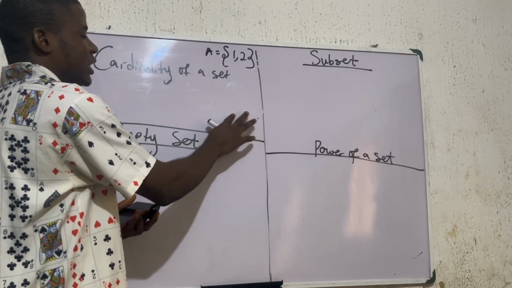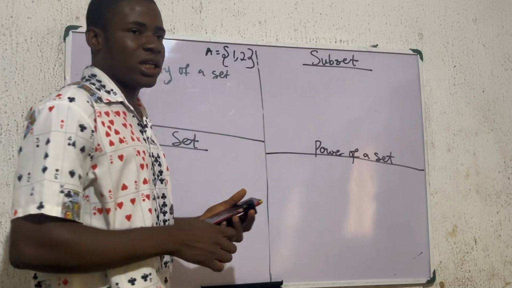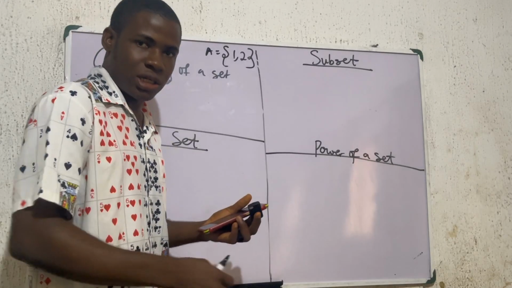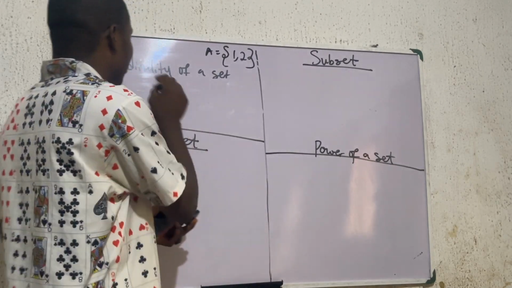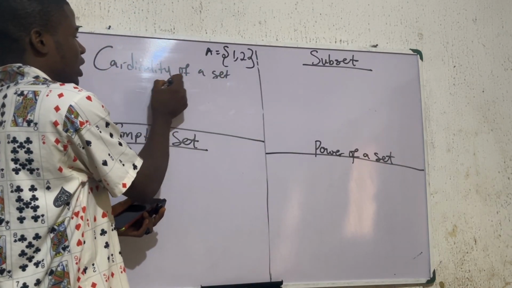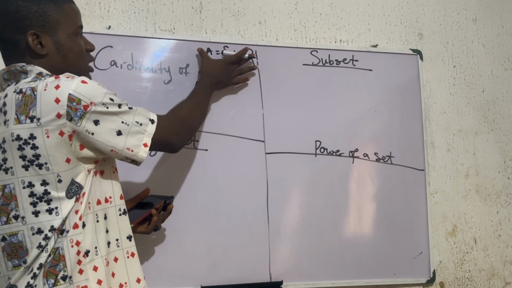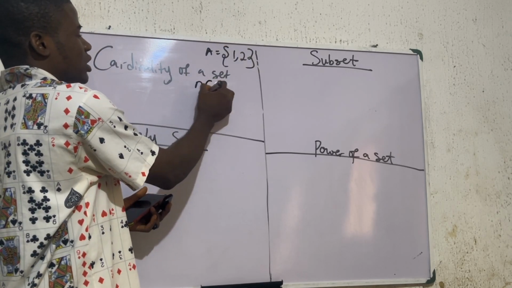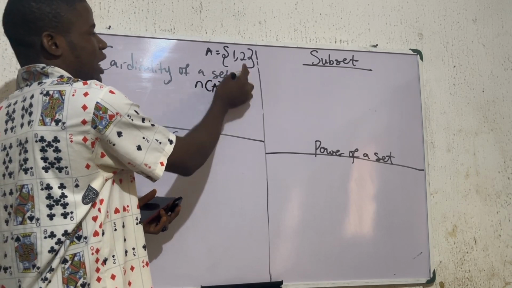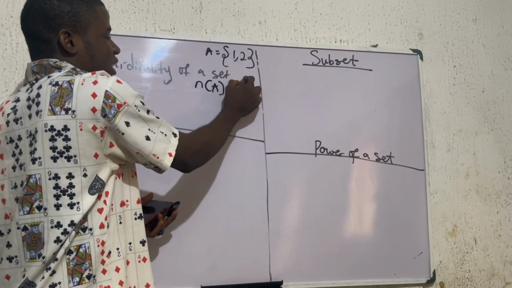Now, what do we mean by cardinality of a set? Cardinality of a set refers to the number of elements contained in a set. Cardinality of a set is denoted by n, meaning number. For instance, this set that I wrote up here, when I say what is the cardinality of set A, how many elements can you see in set A? The answer is 2.